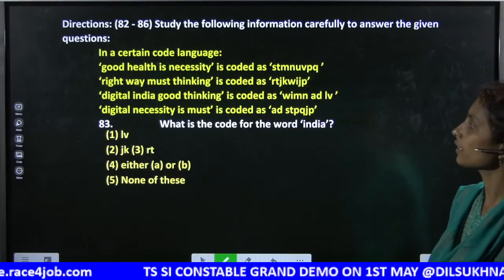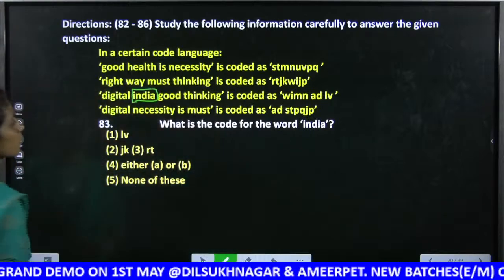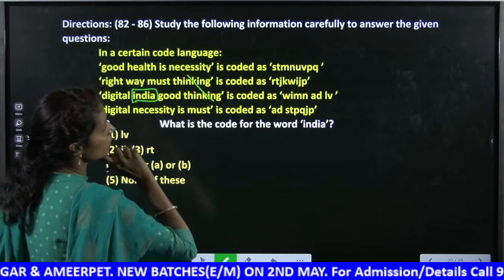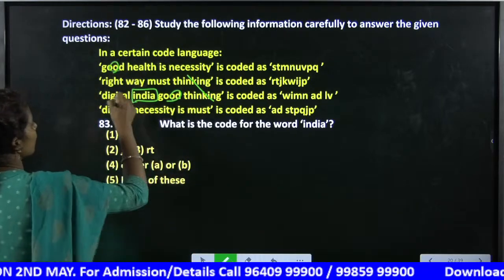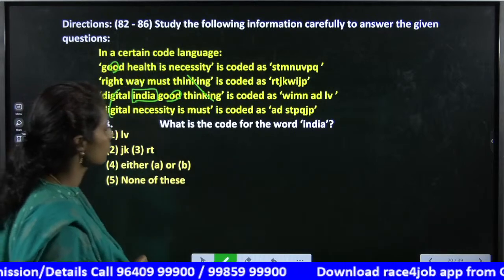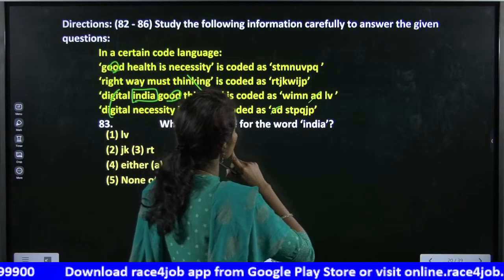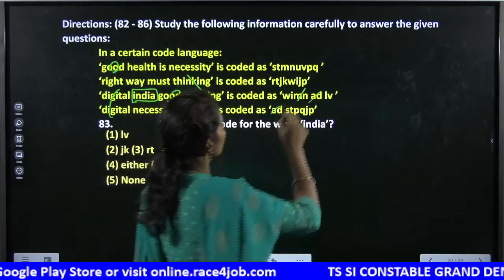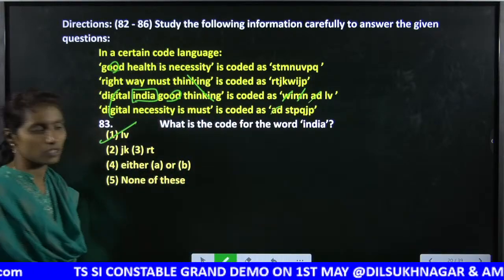India. Check it in the third sentence. Manaki India ane word undi. Right? For that, thinking eliminate cheyachu. Second and third nunchi good eliminate cheyachu. Digital eliminate cheyachu. From this, add is eliminated. From the first sentence, Yemen is eliminated. From these two, LV is India. Option 1.